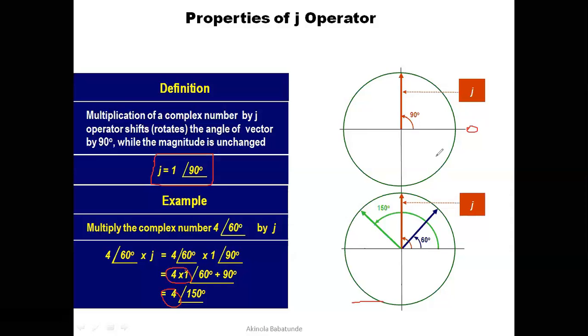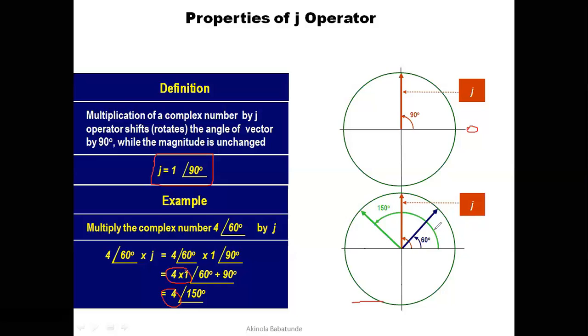So if you multiply this J operator by 4 phase 60, it means we have this phase here. This is 60 degrees, moving from here to here. So that means we are multiplying this phase 60 with magnitude of 4 by this 90.